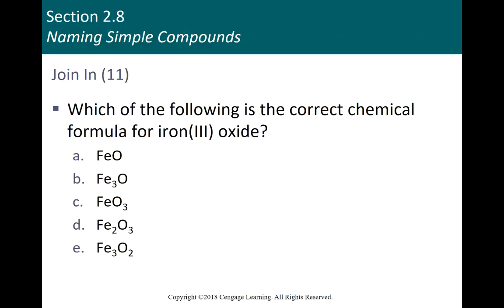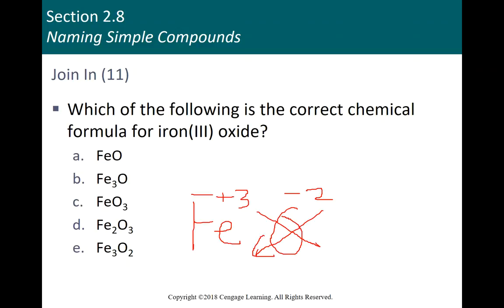On this one, let's do that as well. Let's cross those. So let's go ahead and write it out. Iron has what charge? Well, it says it has a +3 according to those Roman numerals. Oxygen always has a -2. So if I cross those, I end up with 2 irons and 3 oxygens. So my correct choice is D.